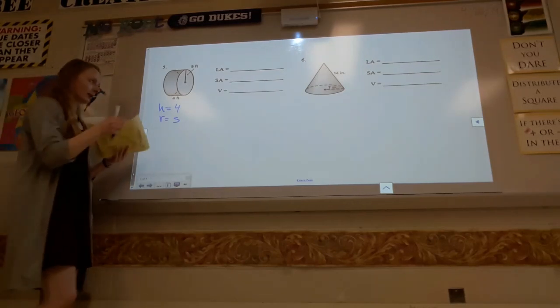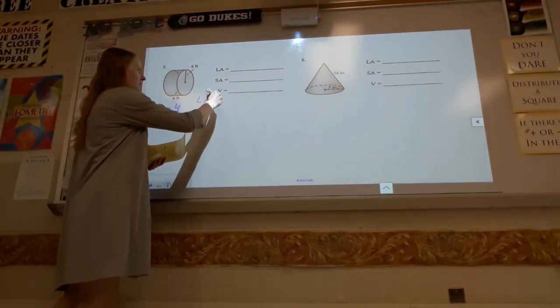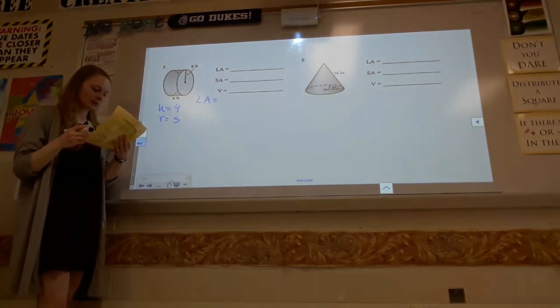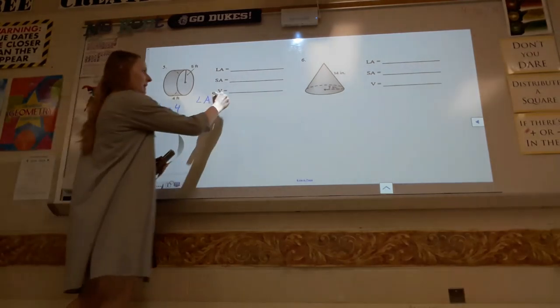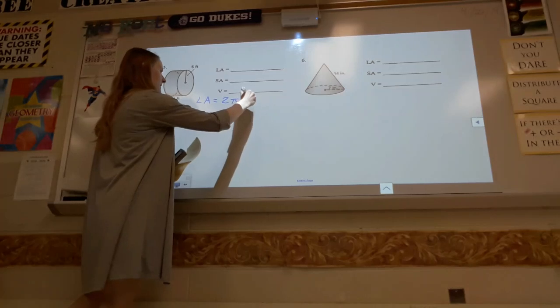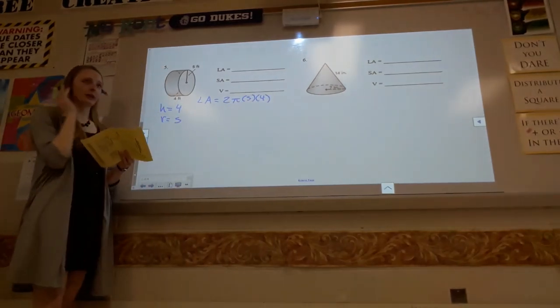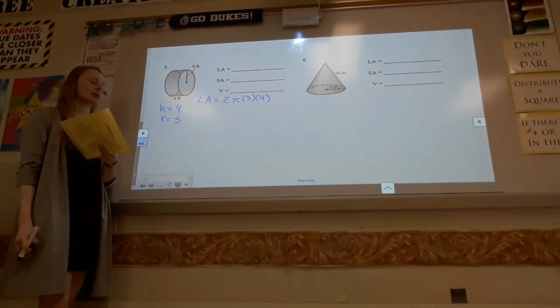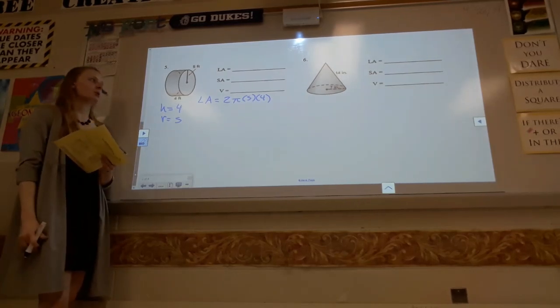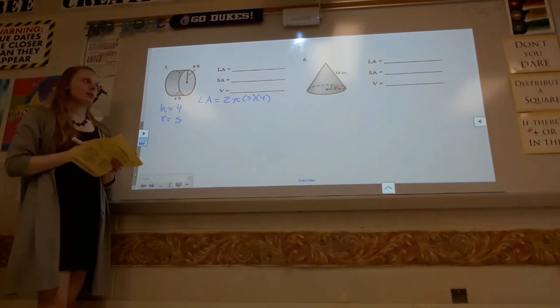So for the lateral area of a cylinder, it's 2 times pi times the radius times the height. This is kind of scratch work I need to see in order to give you guys partial credit if you get the answer incorrect. So what would the final answer be if you write it all together?